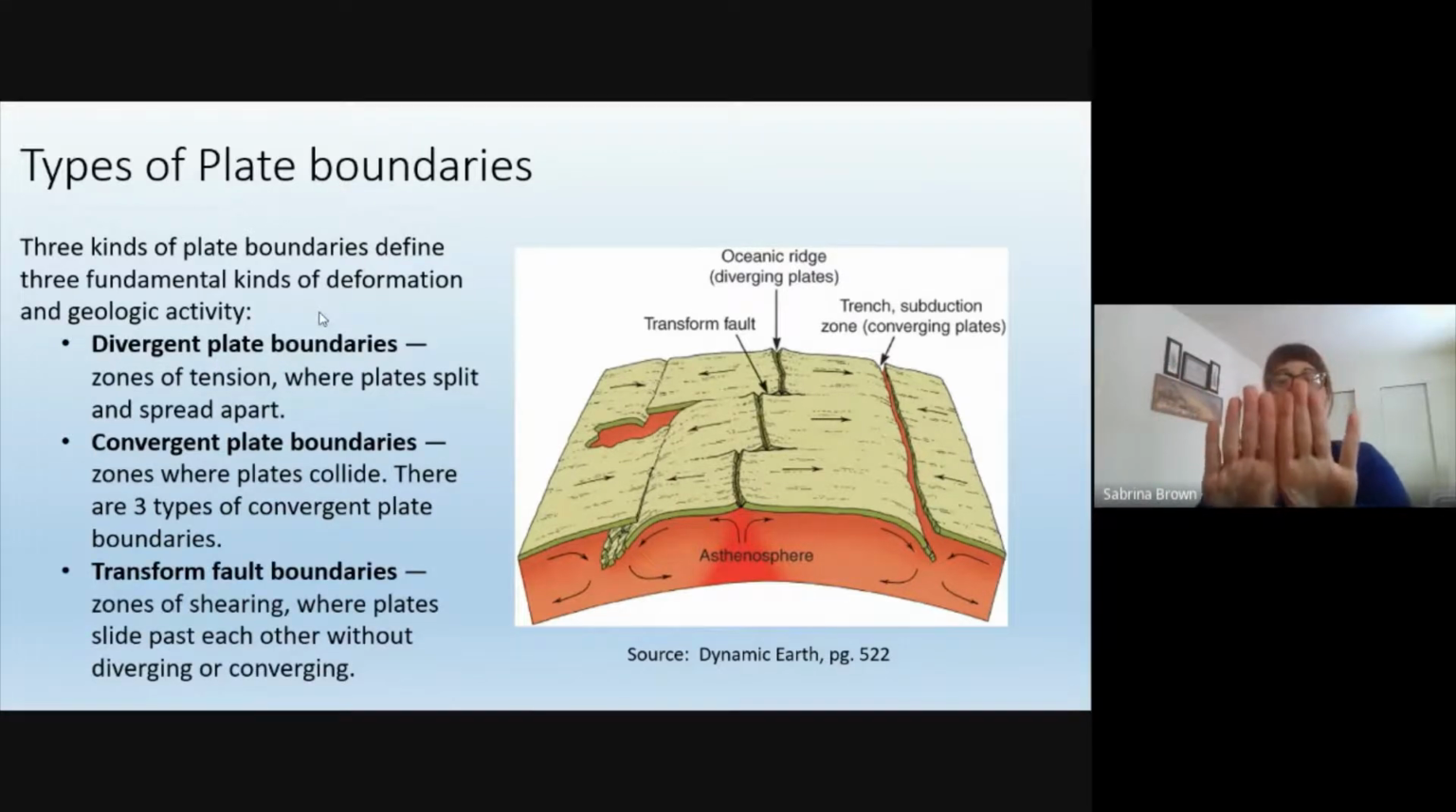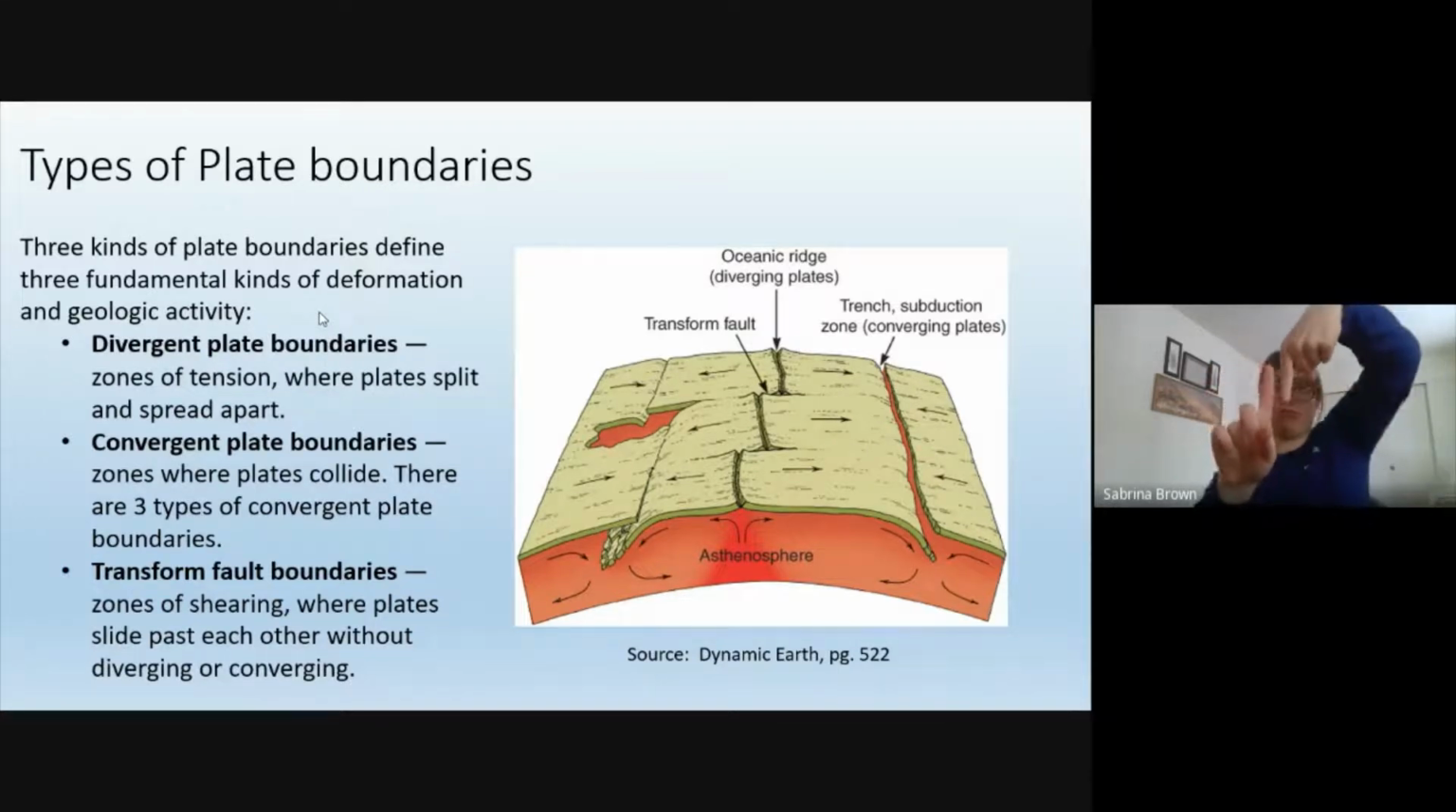And then at transform fault boundaries, we have two plates. They're not coming together or moving apart. Instead, they're just sliding next to each other, because here we have shear forces. Shear forces are when we have two forces going parallel in opposite directions to each other, right? So two forces moving past each other. And so because we have this shearing force, then we have plates sliding past each other, but they're not diverging or converging with each other.